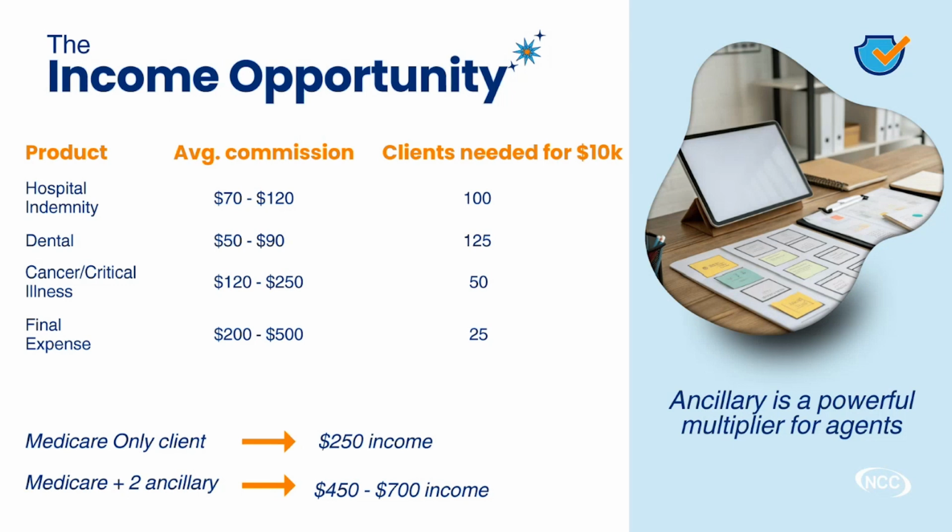Cancer and critical illness is anywhere between $120 and $250, and then final expense is anywhere from $200 to $500, depending on the policies that you sell.